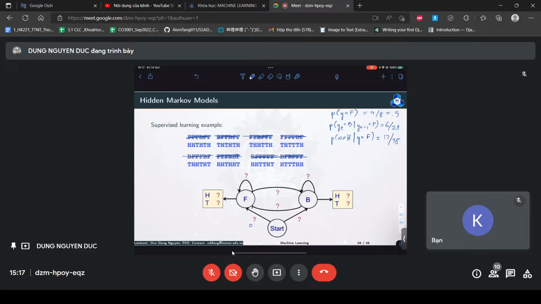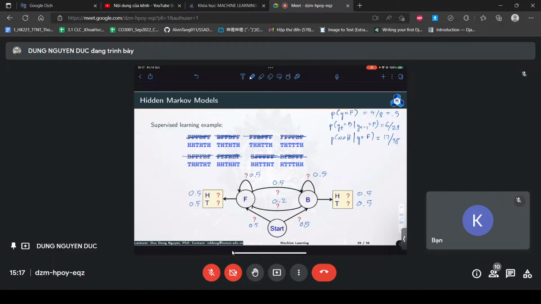For example, the prior is 0.5, 0.5, and the transition from F to F and F to B are the same. So you have 0.5 here, 0.5 here, and the other direction also has 0.5. And the emission also 0.5, 0.5, 0.5, and 0.5. Okay, so this is going to be the initial probability you have, and then you can apply Viterbi in this hidden Markov model to predict the hidden state.